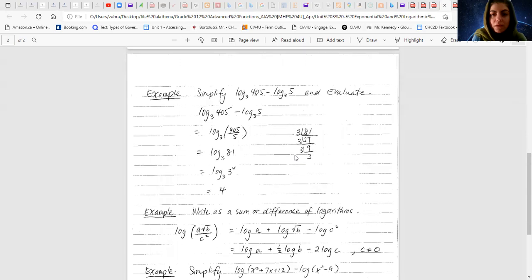Here is another one. We have two logs that are subtracted, they have the same base, so we can put it together as one log. So the first one divided by the second one, because between them is minus. Log of 405 divided by 5, which is log of 81 with base 3. 81 is 3 to the power of 4. So you can bring the power in front. It's going to be 4 log 3, right? And you know the log base 3 of 3 is 1. Basically, it's 4 multiplied by 1, which is 4.